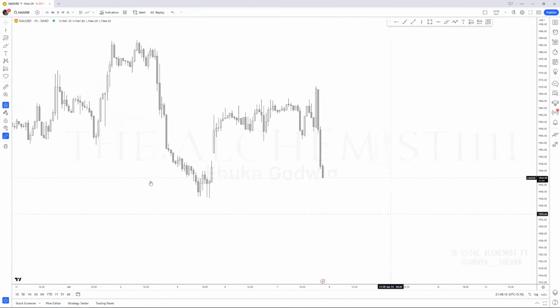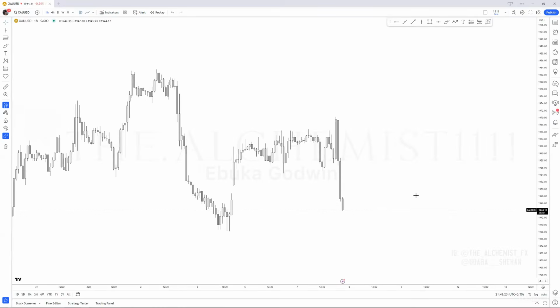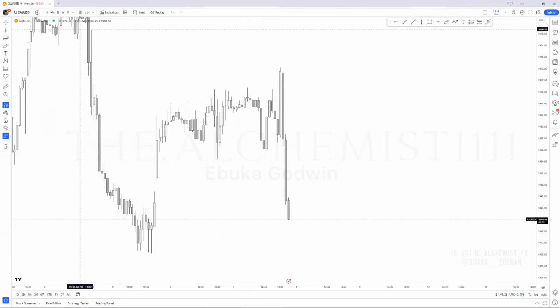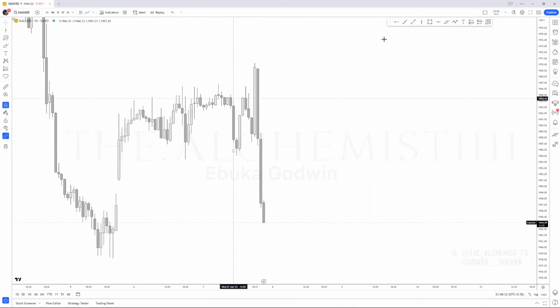So for me, what's the month? This is June, right? Right now for me, the London kill zone is at 11:30 a.m. IST, that is Indian Standard Time. I'm not from India, I'm from Sri Lanka, but I'm in Indian Standard Time. So 11:30 a.m. my time is the London kill zone, and 12:30 p.m. my time is the London session.